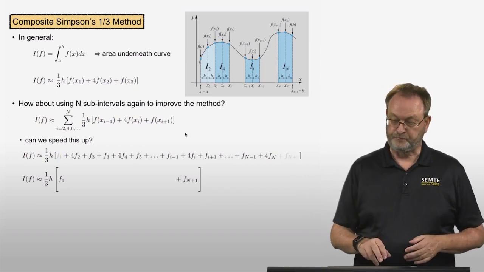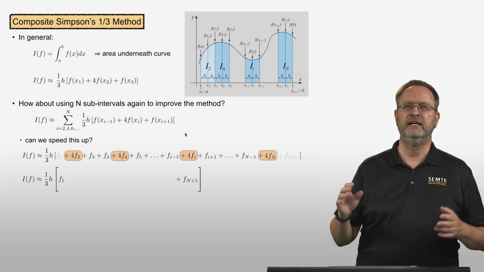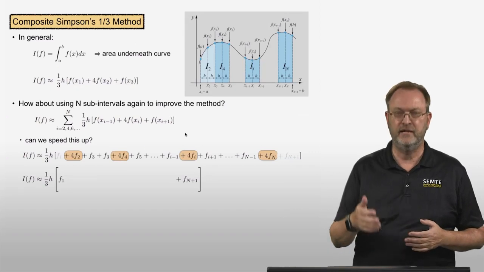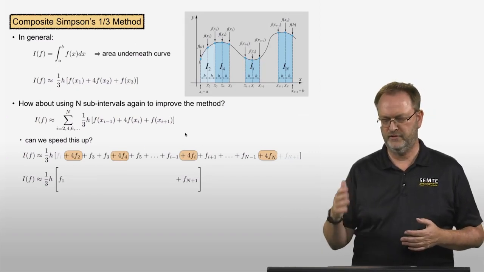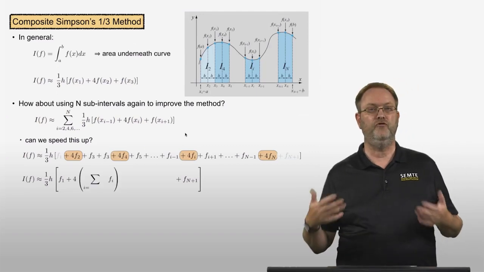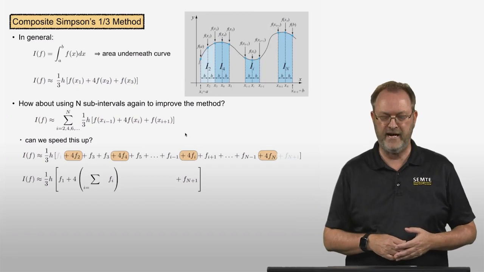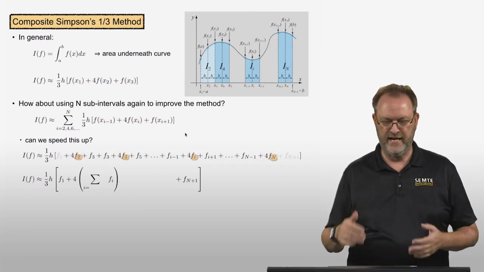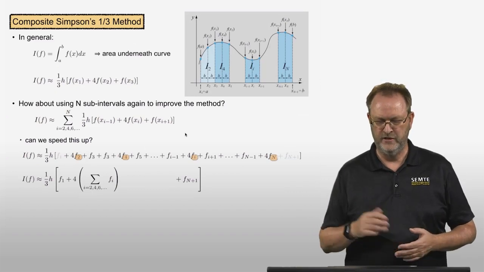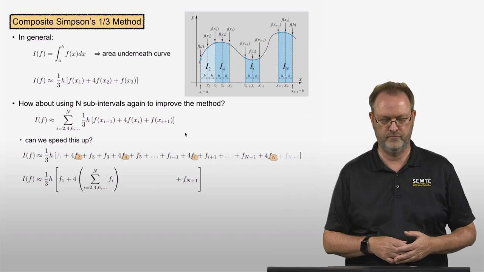But then let's look at the next terms. There are some function values that get multiplied by 4, right? And those are the values at 2, 4, 6, 8, all the way to n. So that would be 4 times the sum of the function values fi, where i starts at 2, then goes to 4, 6, all the way to n. So we go by 2's.